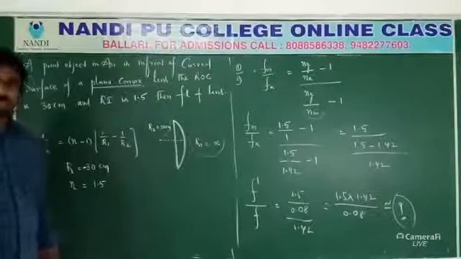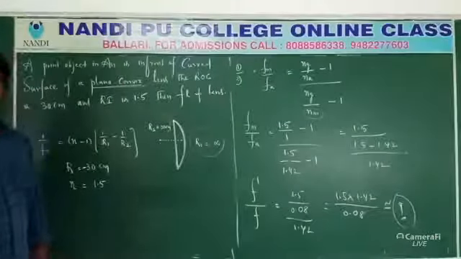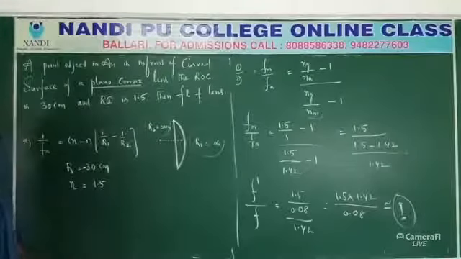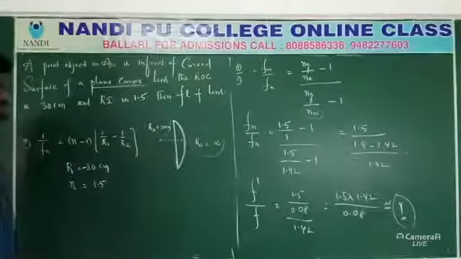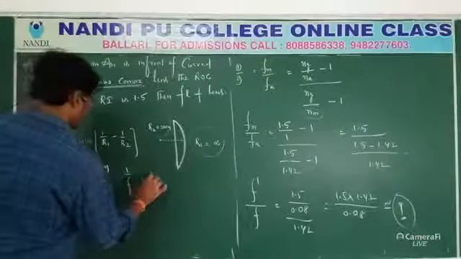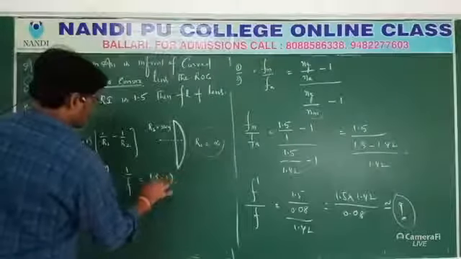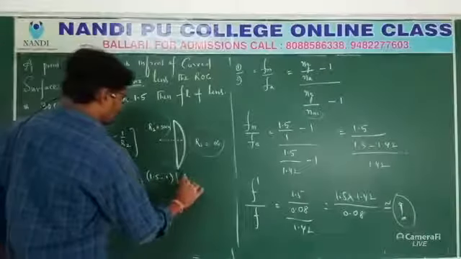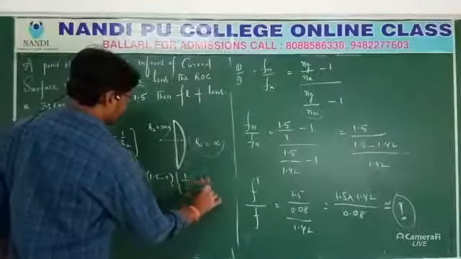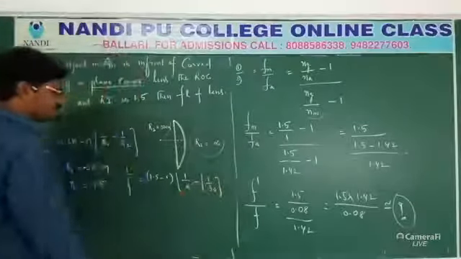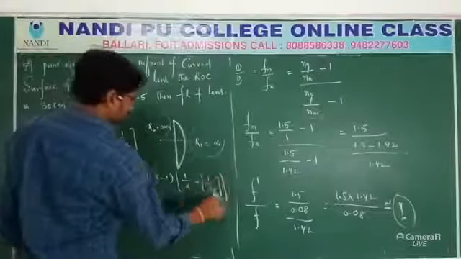Equiconvex, plano-convex, concavo-convex, such different types of lenses we have. As per that, we need to take these values. Now substitute the values: 1 by f is equal to (n minus 1), 1.5 minus 1, times (1 by R1 minus 1 by R2). R1 is infinity, minus of minus 1 by 30, this is the value of R2.